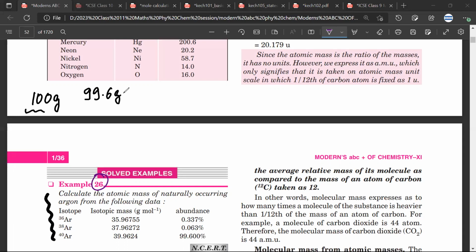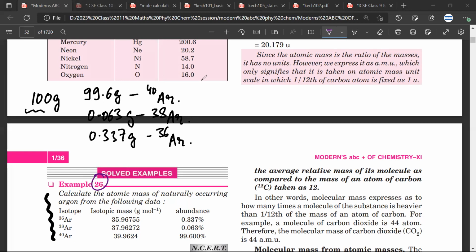99.6 gram would be 40 argon, 0.063 gram would be 38 argon, and 0.337 gram would be 36 argon. Are we clear about this? Now, there are two ways of looking at this data, and then you need to tell me whether you understand this or not.